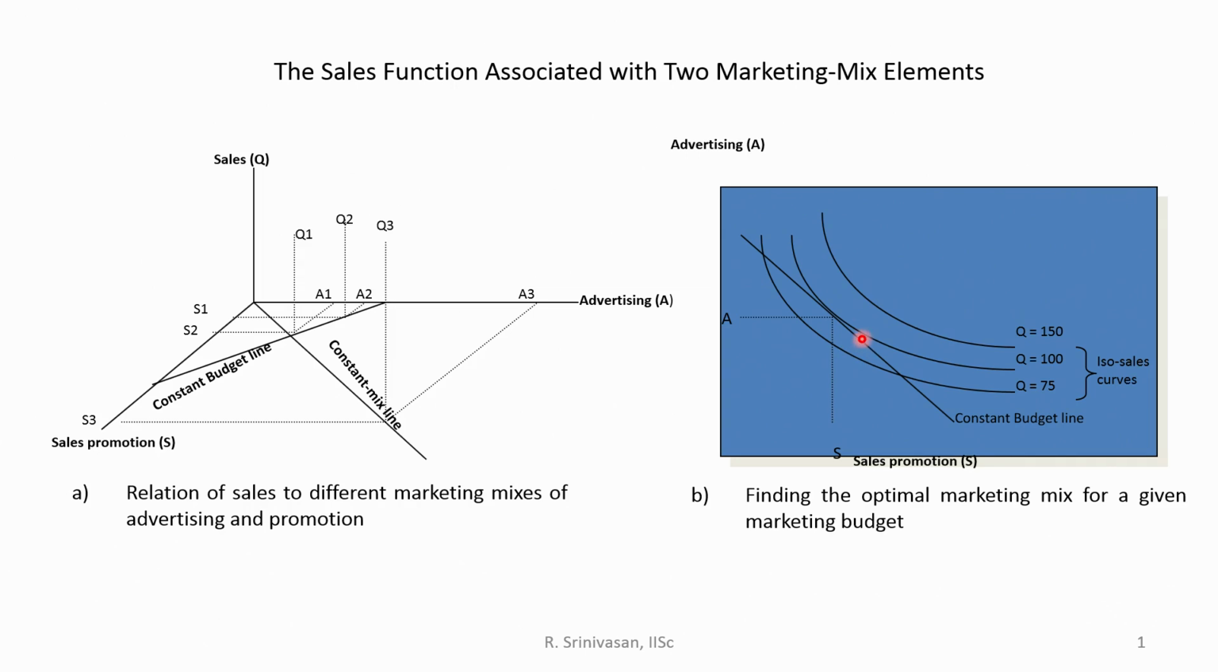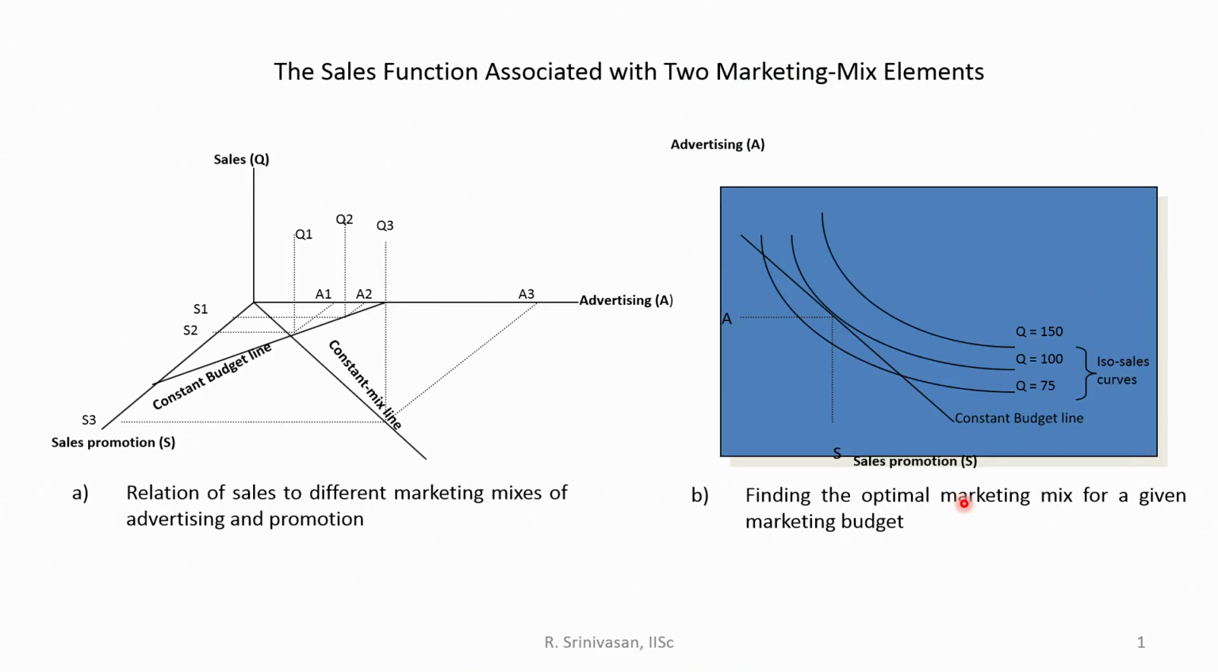and the point at which this tangent touches the iso-sales curve gives the constant budget line where you can get the combination of A and S. So, this is very useful to the marketing manager because he has to make decisions. What is he trying to get by doing this? He is getting the optimal marketing mix for a given marketing budget.